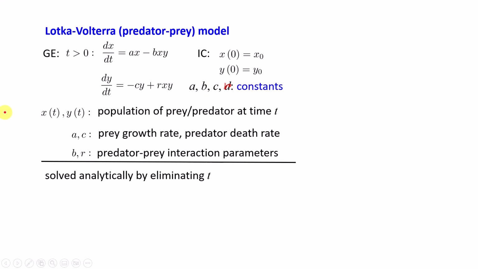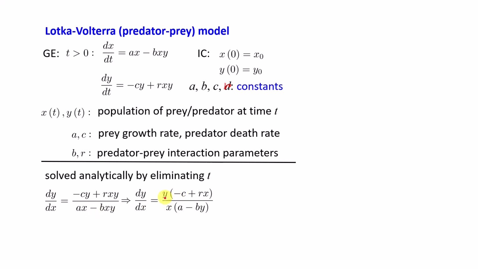So with this model, it's very difficult to simulate this analytically, but what we can do is remove the time t, because t does not appear on the right hand side. This gives us the idea that we can remove t and write dy/dx equals minus cy plus rxy divided by ax minus bxy. So this gives us some idea. We can solve this. When we solve this, of course, we don't get the time variation, but we can get the idea of how the solution could be.